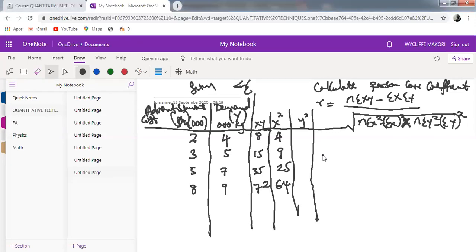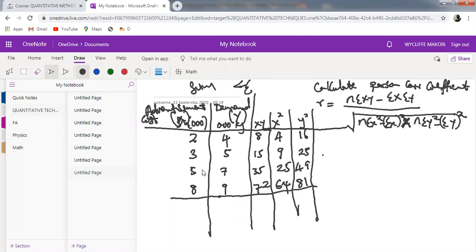Okay, I was talking about the y squared. Y squared simply means we square all the y's. So we are going to have 16, 25, 7 squared is 49, then 9 squared, which is 81. Then now we can get the summations.